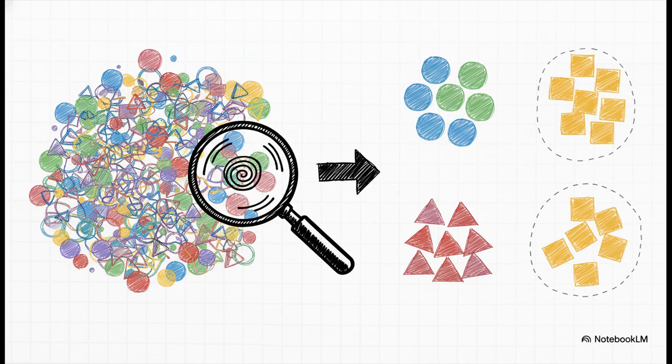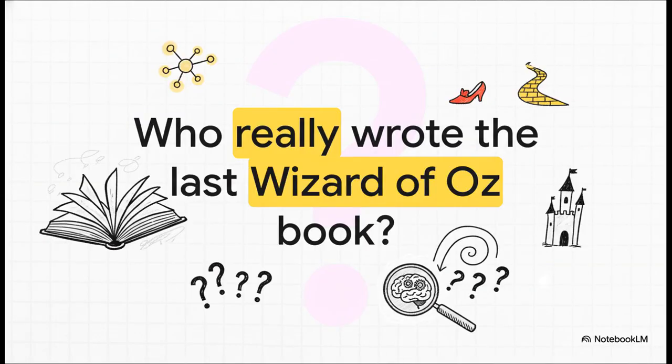The algorithm has to sift through everything on its own, looking for natural clusters and relationships that a person might never see. And this isn't just for sorting customer data or something abstract like that. Unsupervised learning can solve actual, real-world mysteries. In fact, it helped crack a literary cold case that was almost a century old.